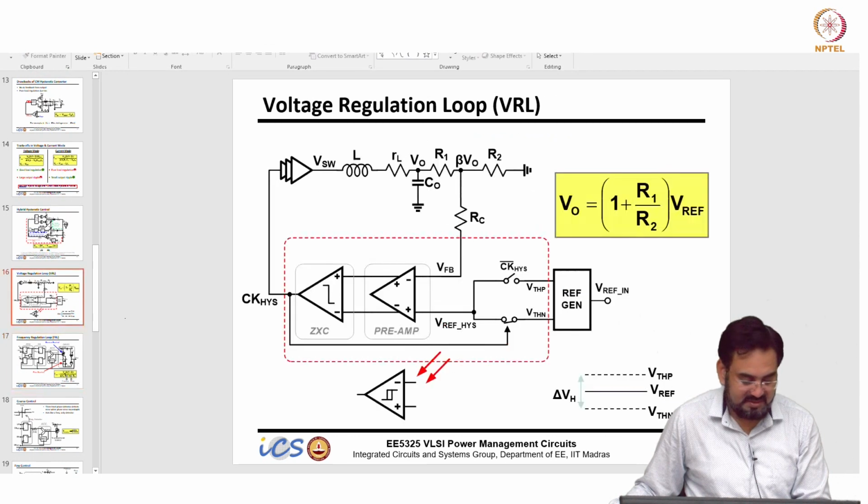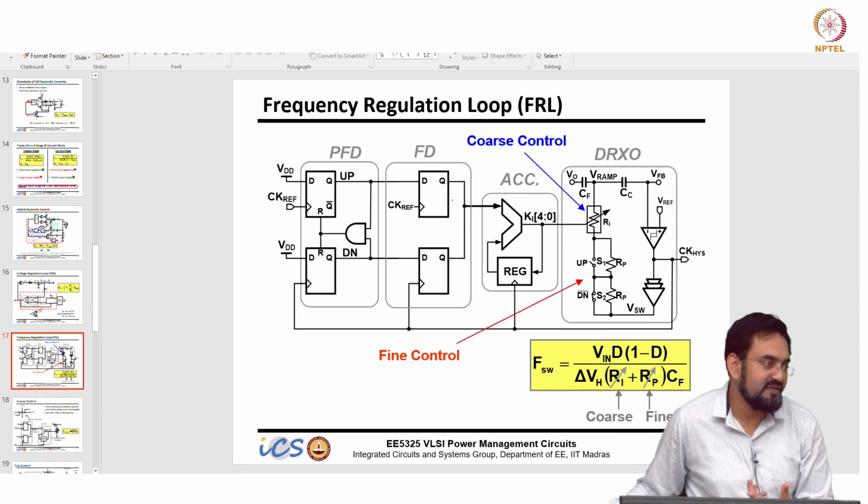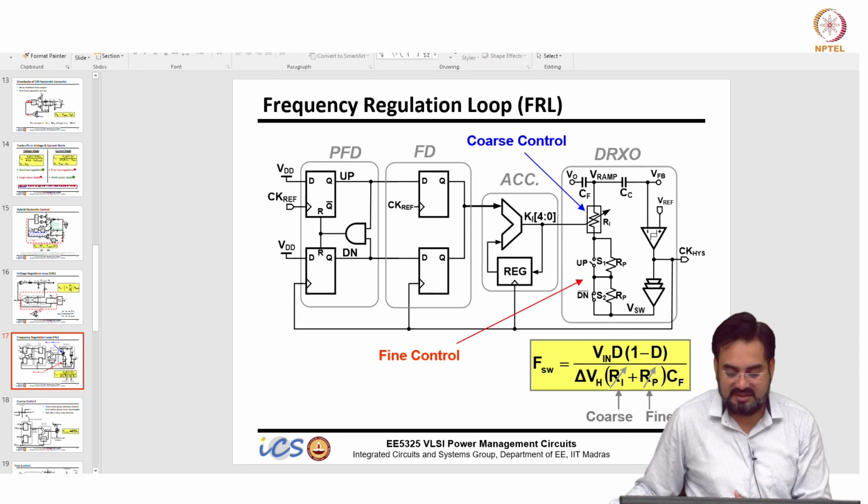So, this is nothing but simply hysteretic and this is your FRL actually. You can see it requires only 4 flip flops to build a digital accumulator, and we are controlling it here. So, one extra thing we have here.